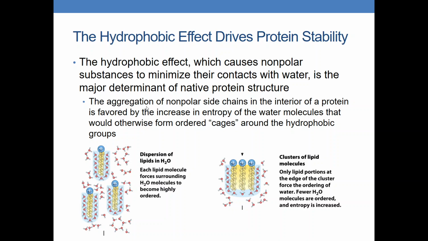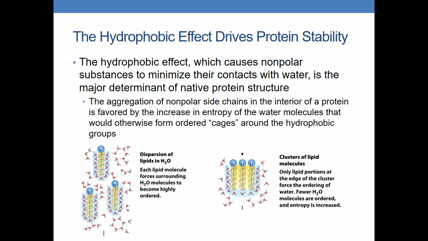So here, the aggregation of nonpolar side chains in the interior of a protein is favored due to the increase in the entropy of water molecules that would otherwise have to form ordered cages around your hydrophobic groups. So basically, we are adopting a protein structure that crams all of your nonpolar amino acids into the protein interior, thereby making those functional groups solvent inaccessible.